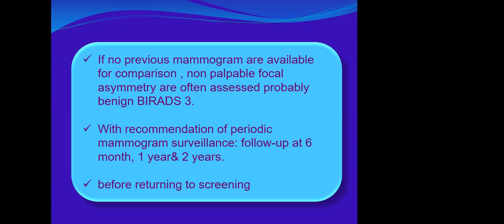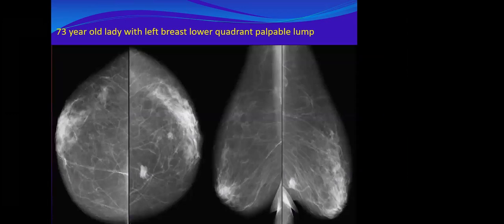If no previous mammograms are available for comparison, non-palpable focal asymmetries are often assessed as probably benign by BI-RADS 3 with recommendation of periodic mammogram surveillance, short-term follow-up at 6 months, then 1 year and 2 years before returning to screening. Okay. Who is going to take this example, this case?